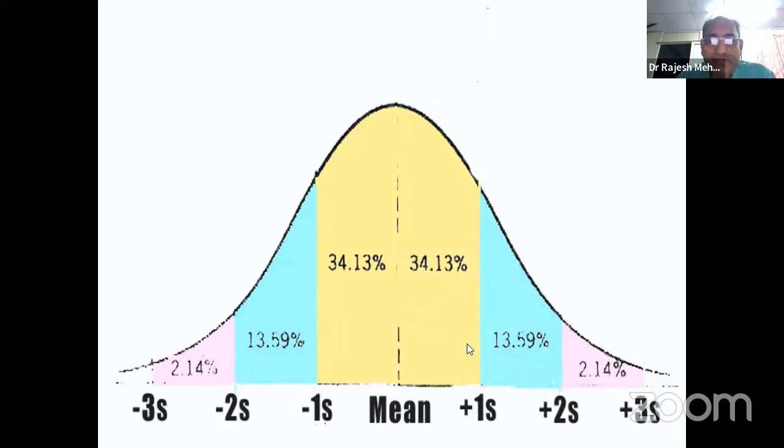You can see the mean plus 1 SD. So the mean is 75, plus 1 SD is 80 centimeters. I am asking about this area. This area is represented by 34.13%. For simplicity, consider it 34%. So 34% of 200 will be how many? You can calculate and write down over here.